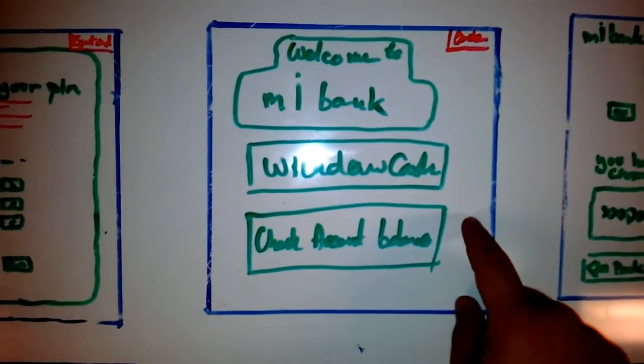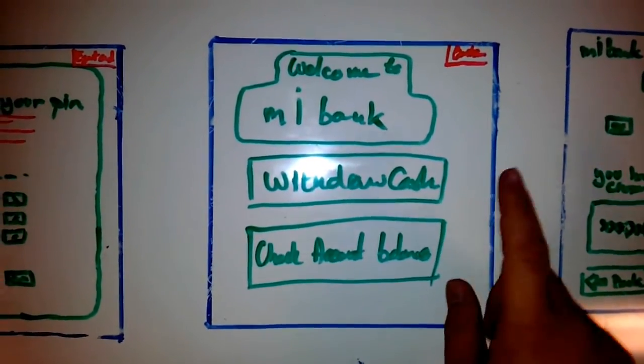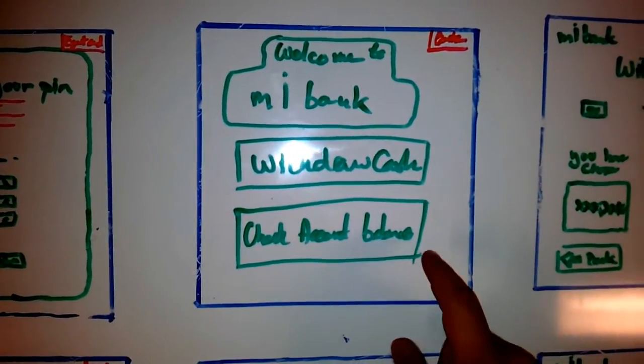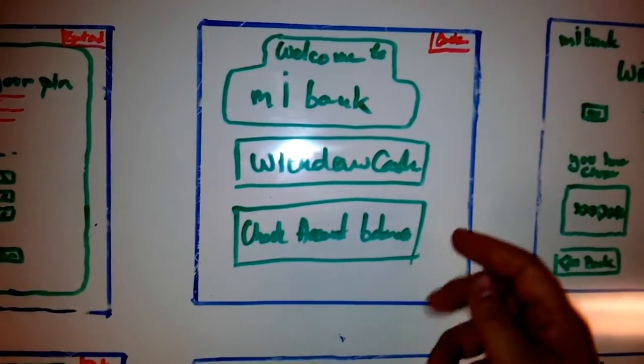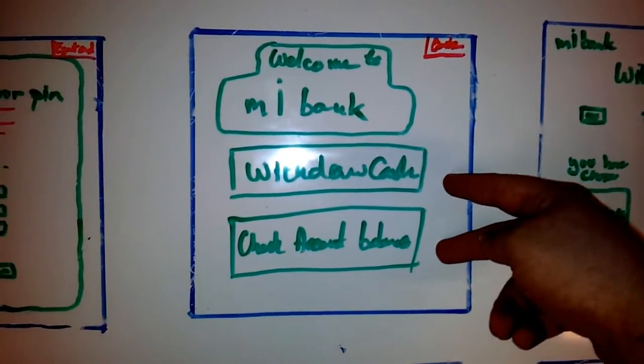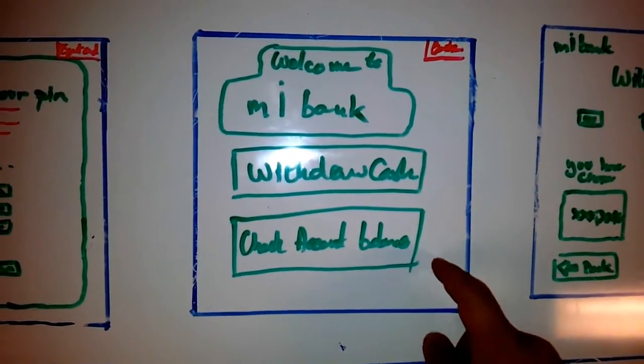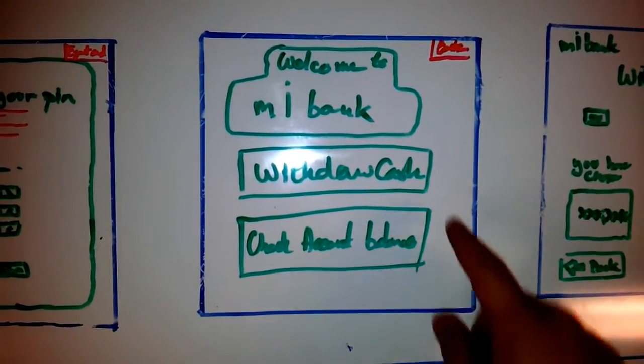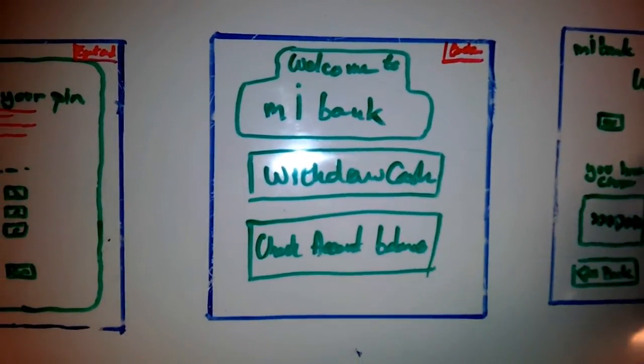Now, this is the screen you come into. You are shown this once you have put in your PIN code. It is welcome to My Bank, and there are two functions here, two buttons. There is withdraw cash and check your account balance. Now, pressing withdraw cash will take you to the screen over here.